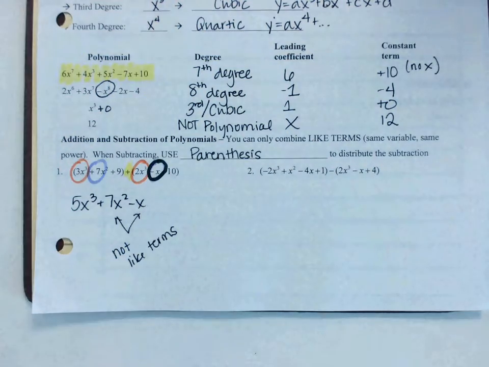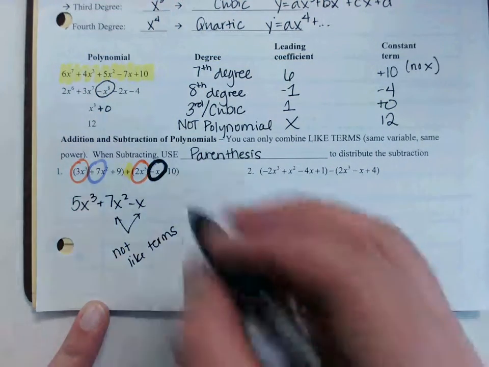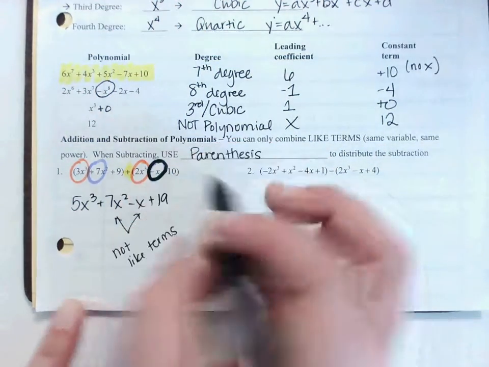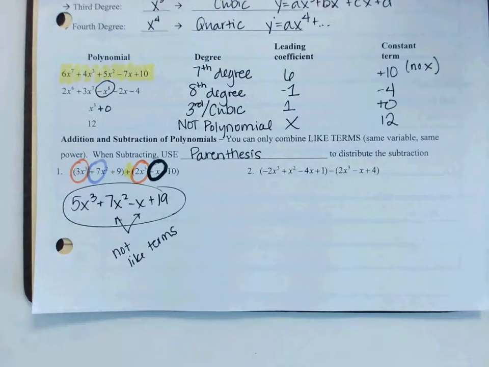And then last two numbers, 9 and 10, make how many? 19. Okay, now keep in mind that when you add polynomials, you should not be changing any of the exponents. You don't solve anything. You're just only adding, correct? Okay, take a look at number 2.